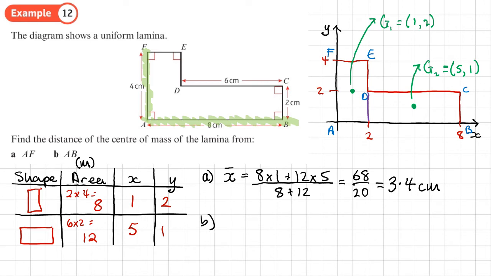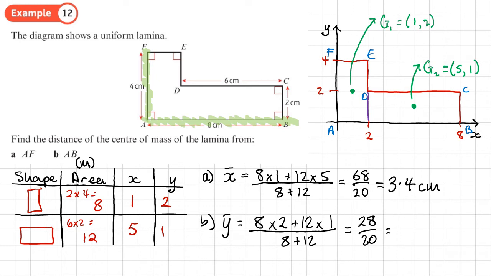And in part B, the distance from AB here, so that's how far up it is, so that's going to be y bar. So it's the mass times its center of mass in the y direction, plus the second mass times its center of mass in the y direction, divided by the sum of the masses. That leaves me with 28 over 20, which is 1.4 centimeters. So again, if I wanted to write down the coordinate of the center of mass, it would be 3.4 across, so about that much across, and 1.4 up, so it'll be about here, which seems about right.